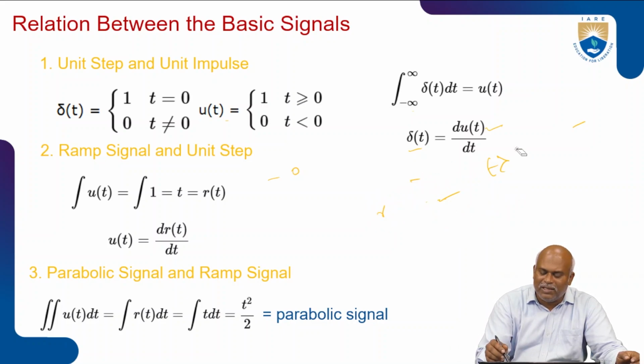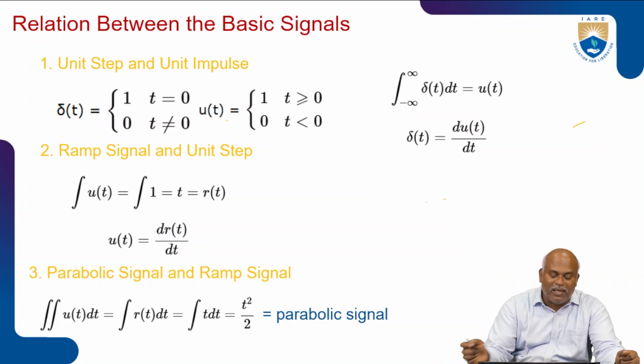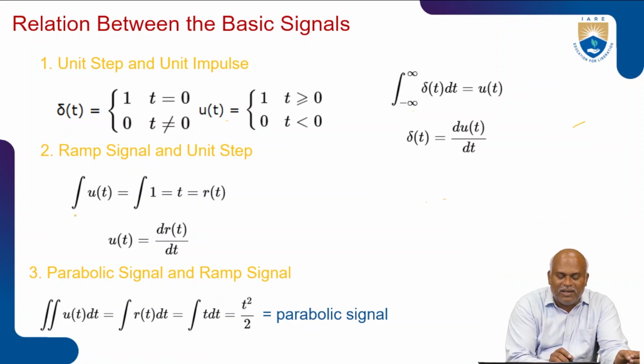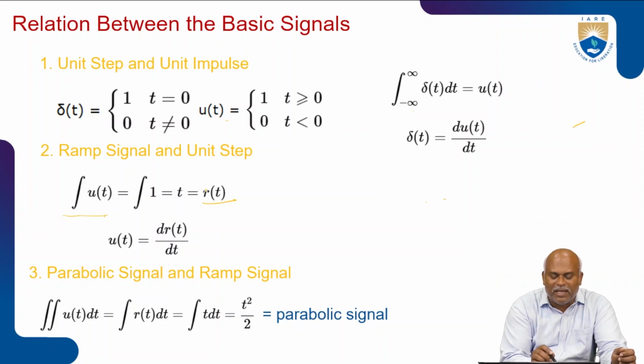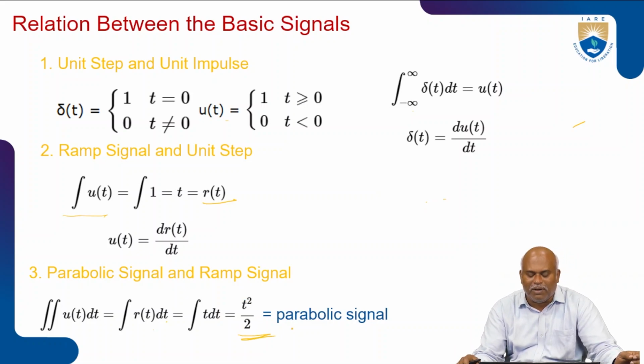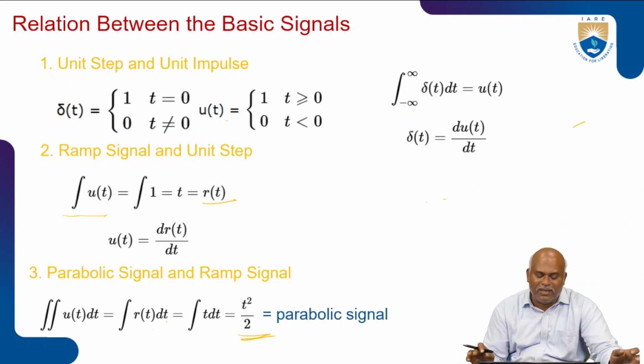Now for u of t, we do integration over the interval of minus infinity to plus infinity, and we get r of t. The first integration we already studied with the unit step signal gives r of t. Again we do one more integration of r of t with respect to dt, and then we get t square by 2. This value we call the parabolic signal. This is the relationship between the parabolic and the ramp signal.